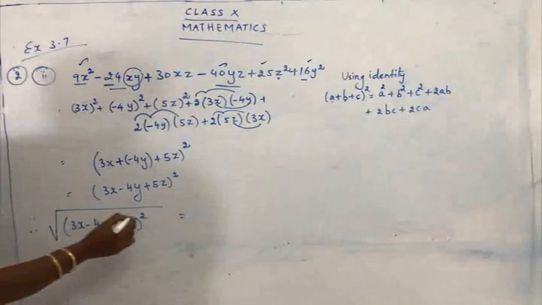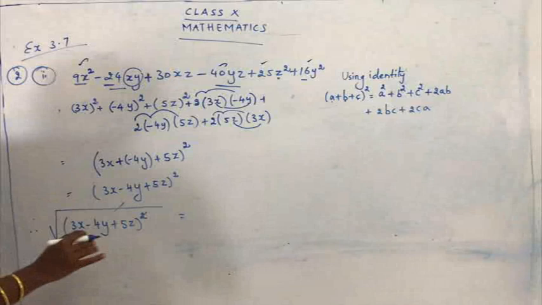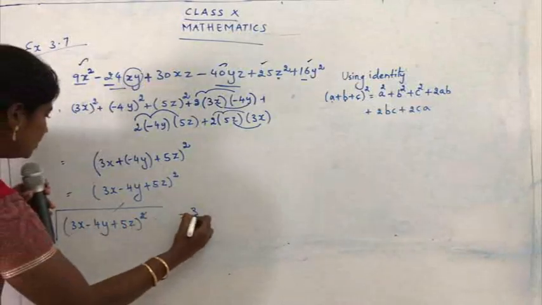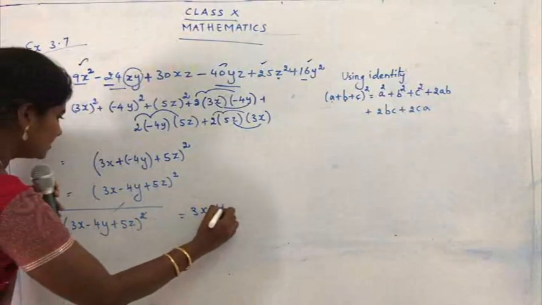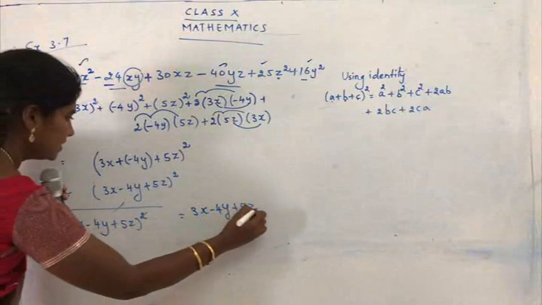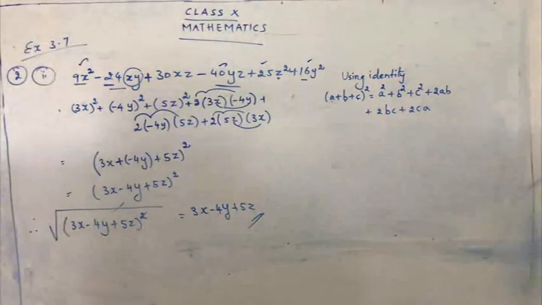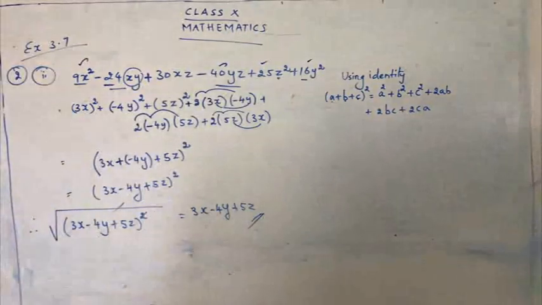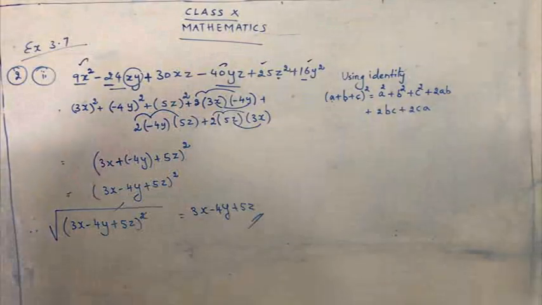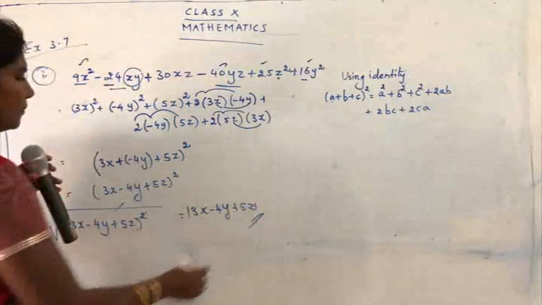See here children, the square and the square root term gets cancelled. So what is the required answer? 3x minus 4y plus 5z. So that's the answer. So the answer is 3x minus 4y plus 5z. And I have told you the answer will be written under the mod value. So you just insert your modulus sign.